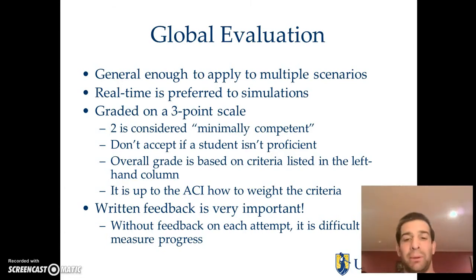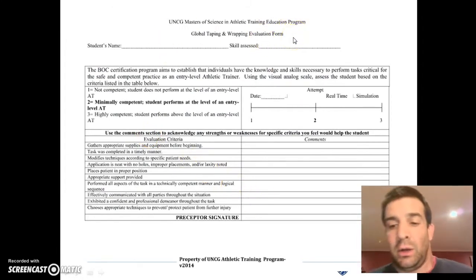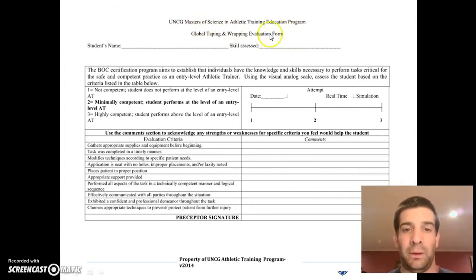2 is considered minimally competent, so we want them to score at least a 2, and if they're not proficient, don't give them a 2. I have given you criteria on how to judge that, but feel free to use your own criteria. And please provide feedback to them. So if you look at a typical global evaluation, I have different ones for the different CROs. This one happens to be the global taping and wrapping. I have criteria. Again, feel free to use your own criteria on the left here. We want as many of these to be in real time as possible. We understand that some might be simulated. Here's your 1 to 3 scale. Anything over a 2, you can consider them minimally competent for an entry-level athletic trainer.